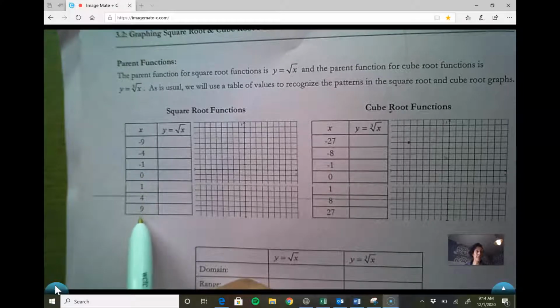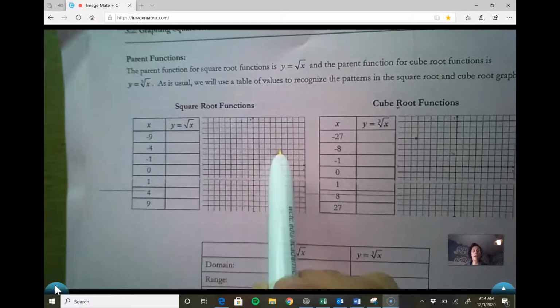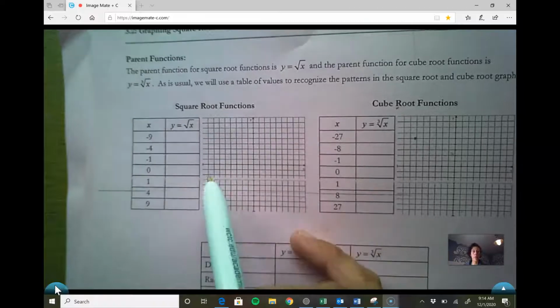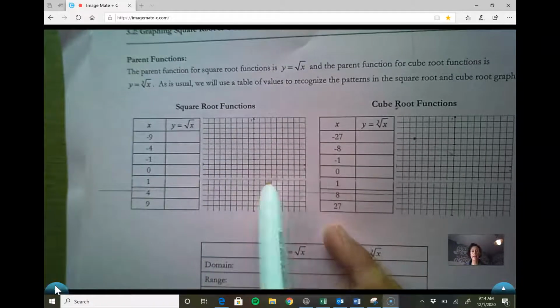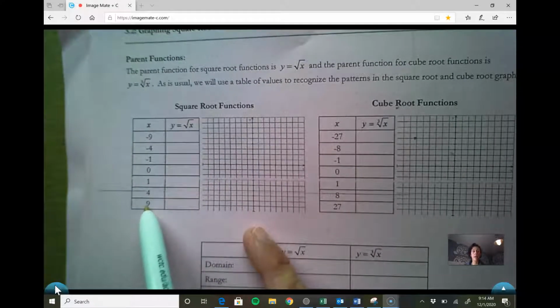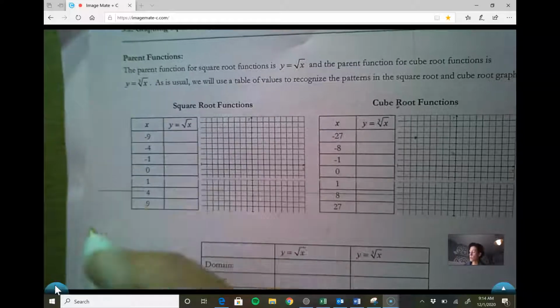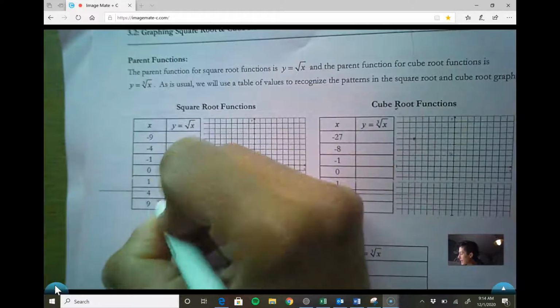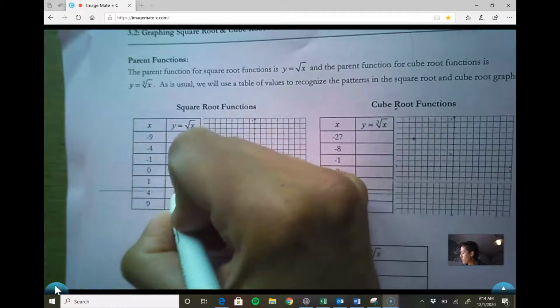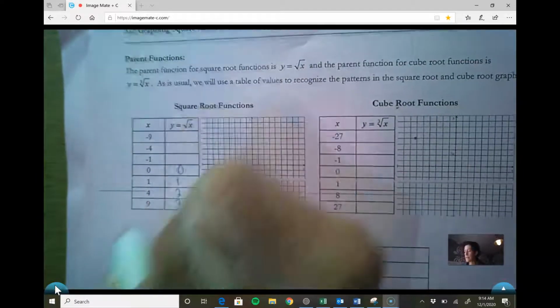There are definitely more, like I could pick 16, but I'm picking numbers that will also fit on our graph paper, which is usually from -10 to 10 and -10 to 10. So if I pick x to be 9, then the square root of 9 is 3. And if I pick 4, the square root of 4 is 2, and I get 1, and I get 0.